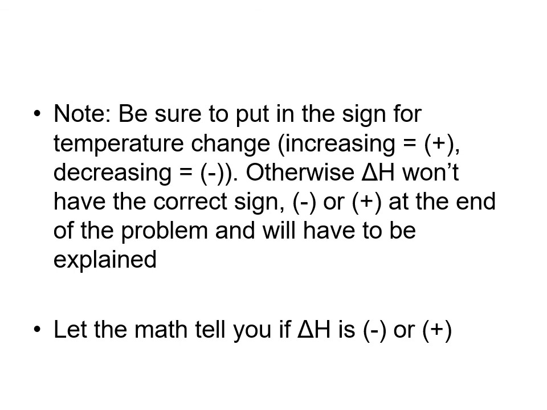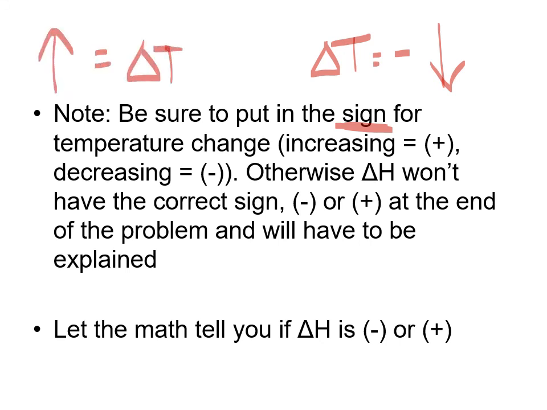Make sure again that when you're using the change in temperature, you're putting in the proper sign. If the temperature on the thermometer of the surroundings is going down, then put in your delta T as a negative, whatever it is. If the temperature is going up, make sure that your delta T is a positive value because the temperature is going up. This way, when you work through the equation, your delta H will be what it's supposed to be.